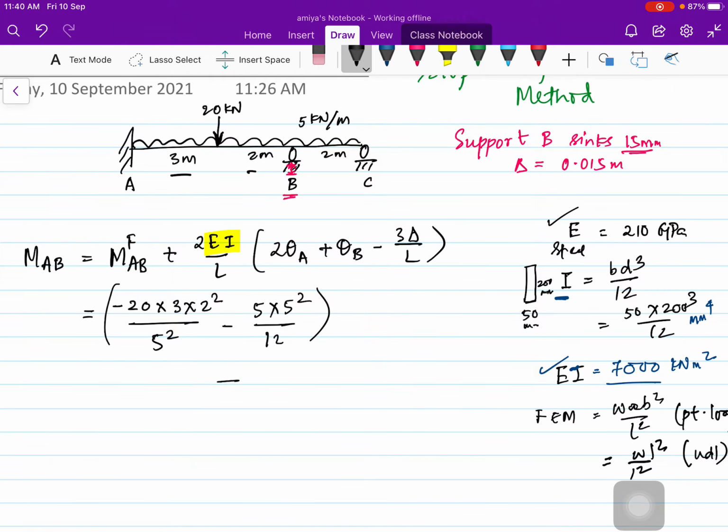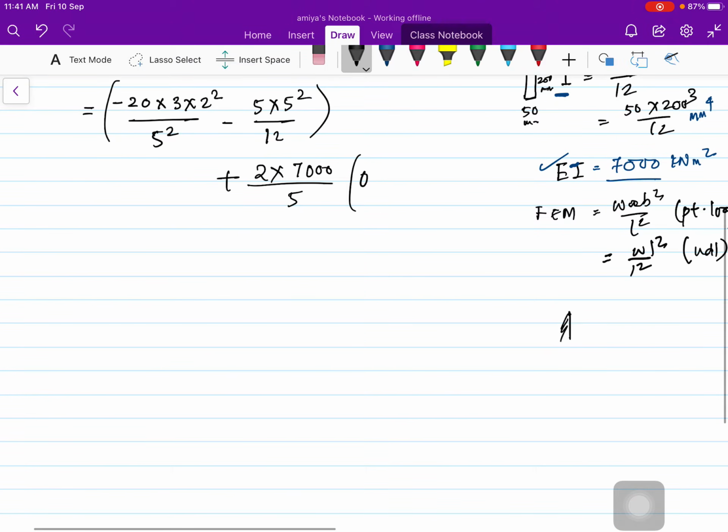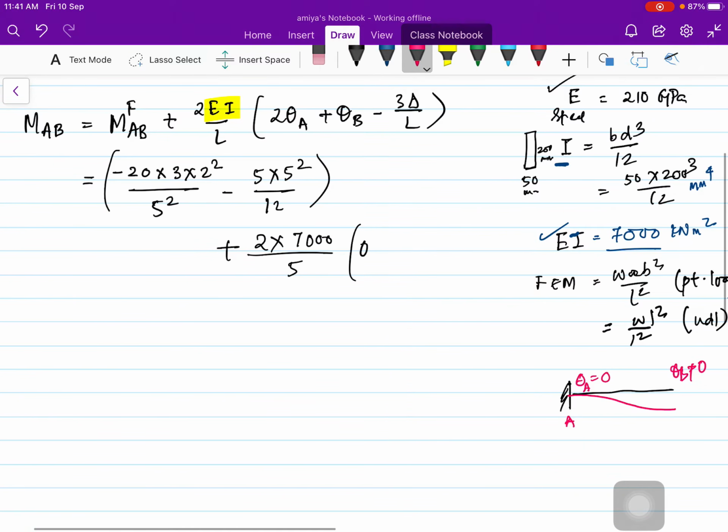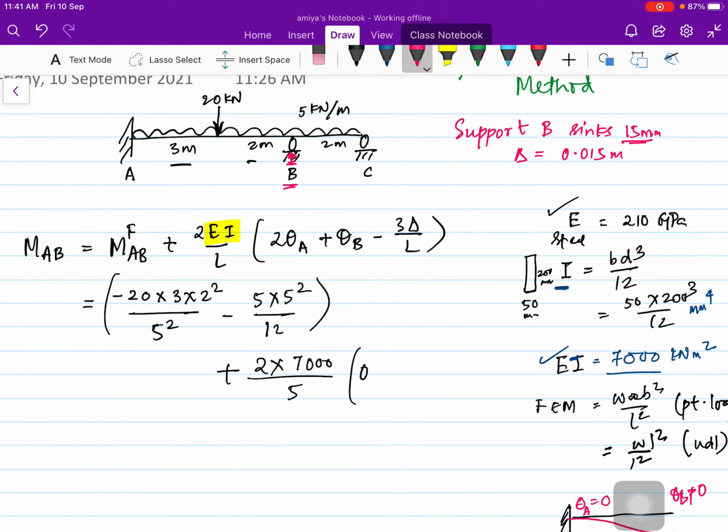Then plus 2 EI by L. So 2 EI is 7,000 by span 5, 2 theta A. The slope at A, because it is a fixed end, will be 0. If you remember, at a fixed end there is no deflection and no slope. So our theta A at the support is equal to 0, whereas theta B is not equal to 0. We have a slope at B. This is how the beam bends. So theta A is equal to 0.